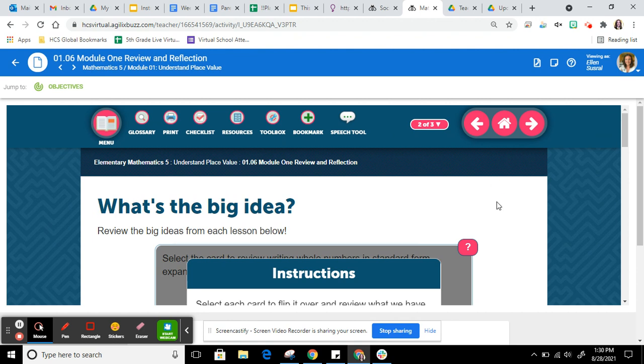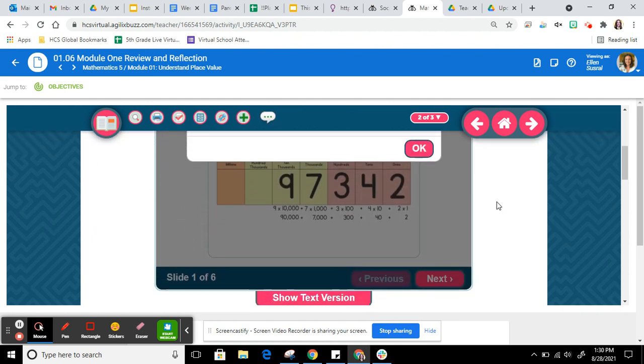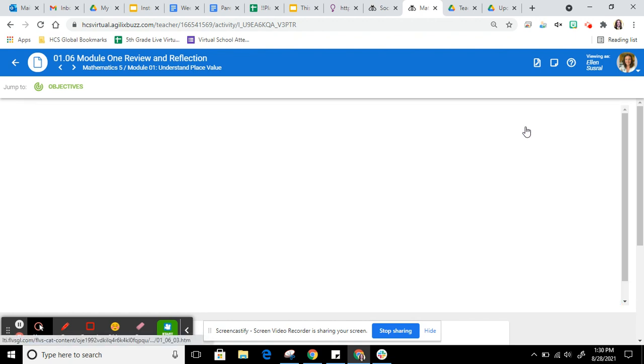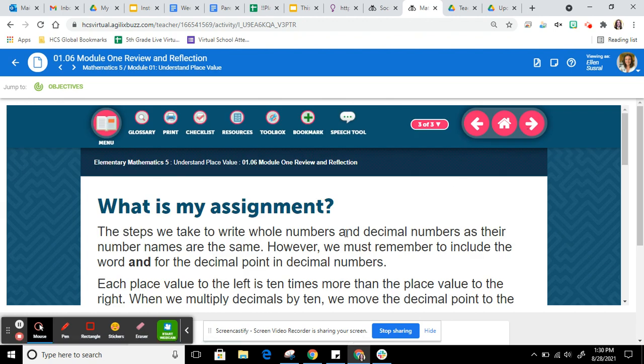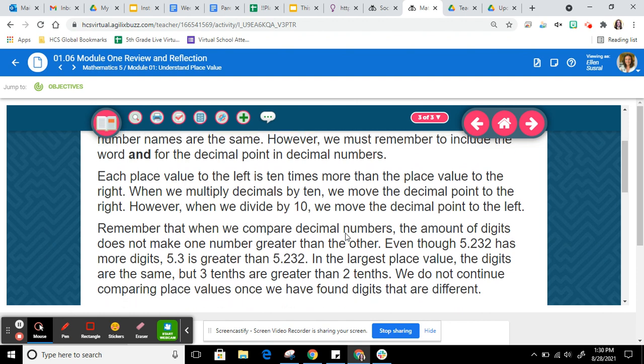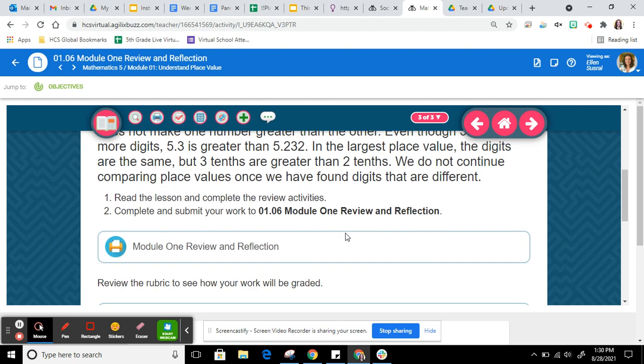So these review pages in lesson 0106 are going to be very important to go through so that you review for your assessment. On the last page of the lesson, you'll come across what is my assignment. Again, it'll go over some content that you learned in the lesson. And then here's your actual assignment for 0106, Module 1 Review and Reflection.